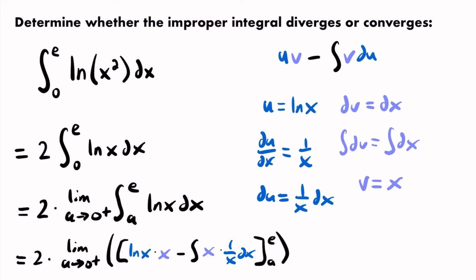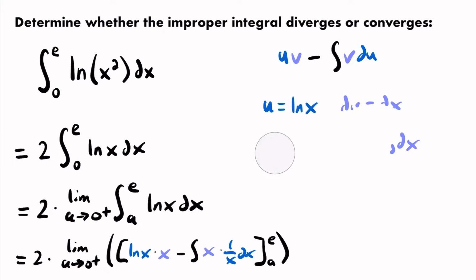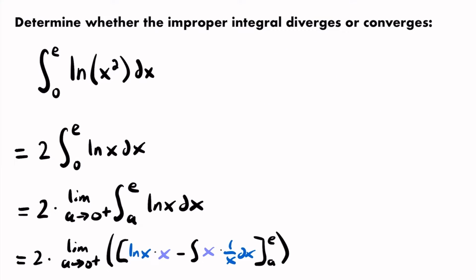And so now what we can do is a little bit of simplification. Notice that we have x times 1 divided by x in this integral. Those x's will cancel out, and we're just going to be left with 1 dx in this integral, which is really nice. That's why integration by parts is helpful here. And so let's perform that simplification. We don't need this integration by parts work anymore, so I'll erase it. And we will continue our work up here.